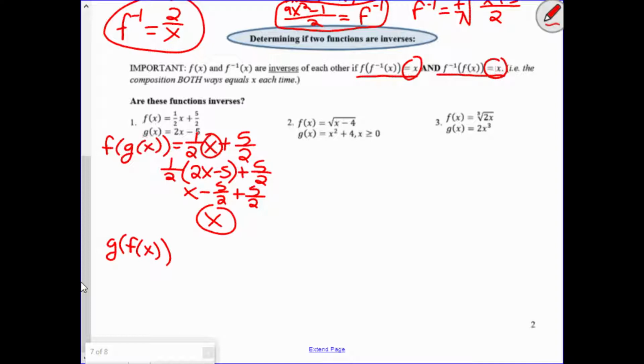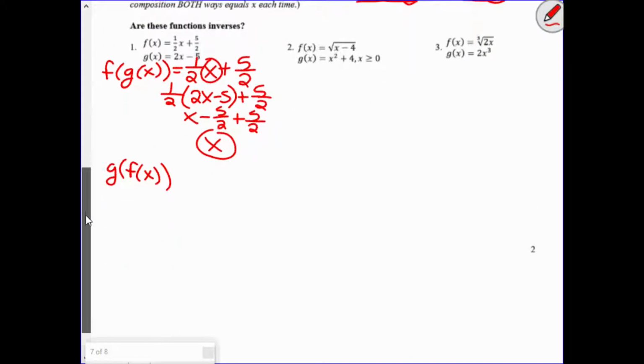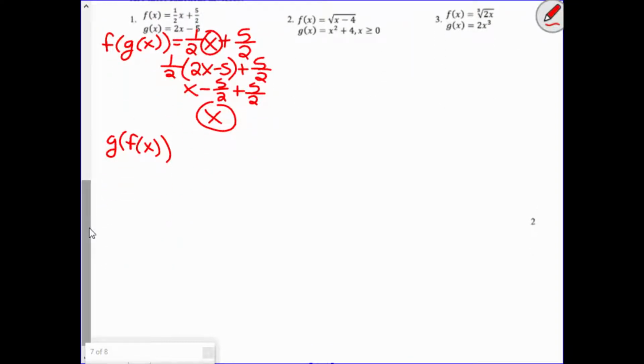Just because the first one is x doesn't guarantee the second one is x. So you can't just stop there and say, yay, they're inverses. You have to do it again, but now we're going to switch the direction that we're doing composition. So now I'm going to have g of 2x minus 5. g is now my base function. I'm going to plug f into that. So instead of writing x, what would I write?